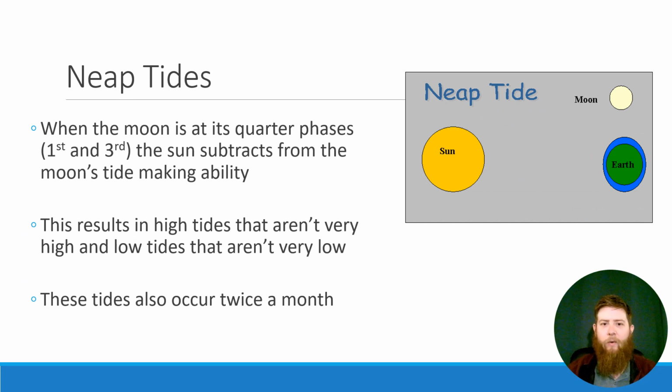The other kind here is neap tides. These are when the moon is in its quarter phases, the first and third quarter, and the sun subtracts from the moon's tide-making ability. The moon's wanting to pull this bulge out here, and the sun's wanting to pull this one out here, and so it ends up being more round all over the Earth. So we get high tides that aren't very high and low tides that aren't very low. And these tides also happen twice a month.